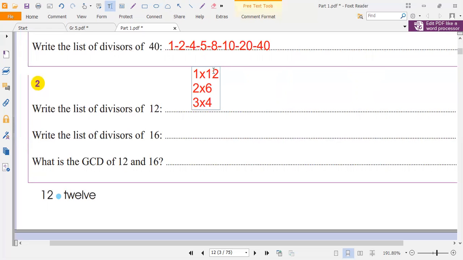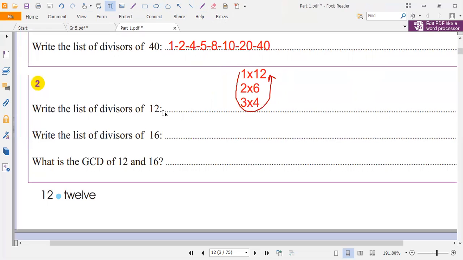Is it divisible by 5? No. By 6, it is the same as 6 times 2, the same as 2 times 6. So we have no more products. So we draw the letter U and we write them in order. So they are 1, 2, 3, 4, 6, and 12.